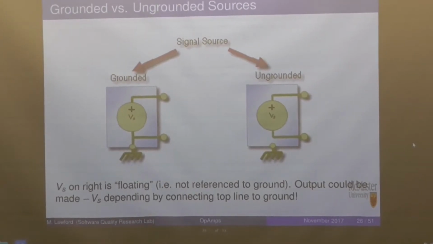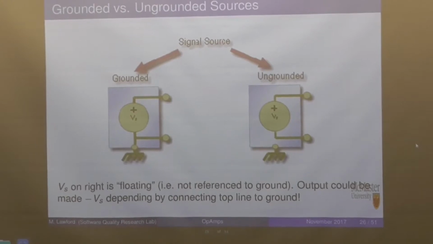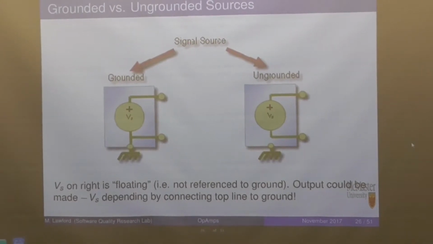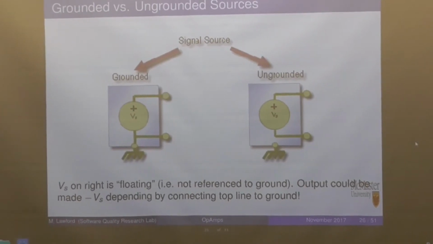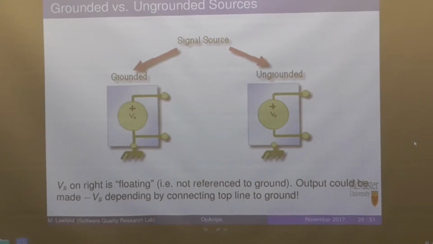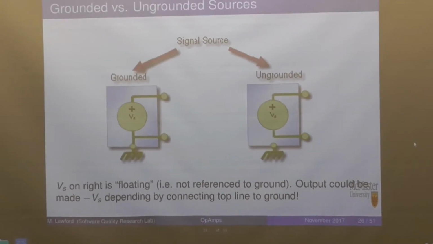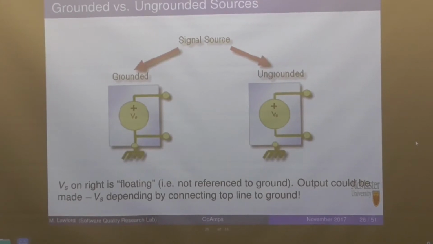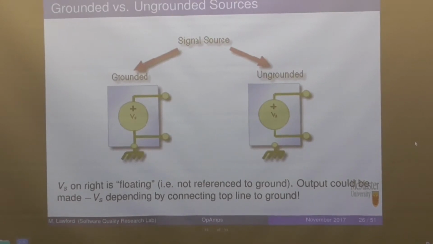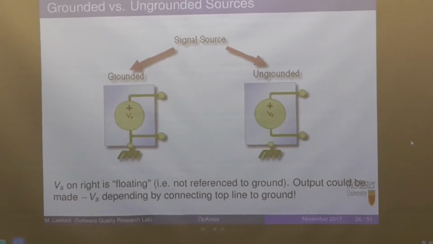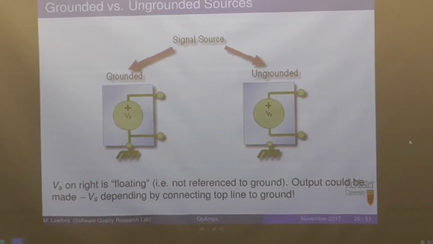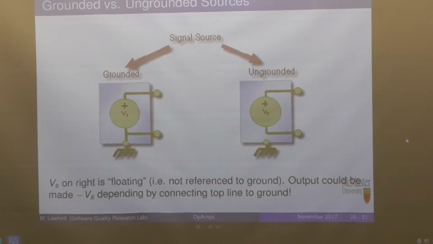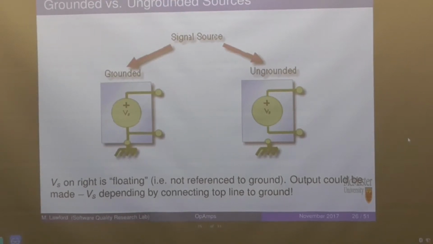If you have a voltage source, and you connect ground here, we consider this to be the 0 volt level and this to be the 5 volt level, right? But if you connected the ground up here, which is not recommended, but you could, then you would have the 0 volt level here and the negative 5 volt level here, right?